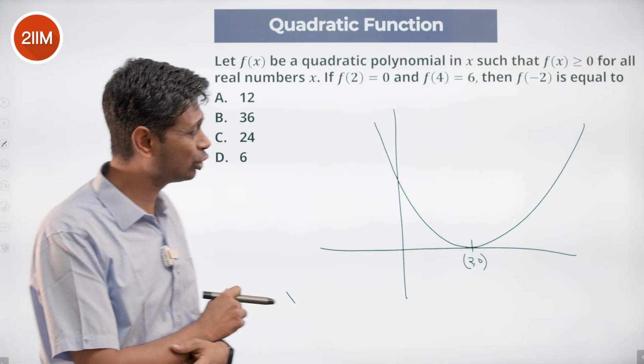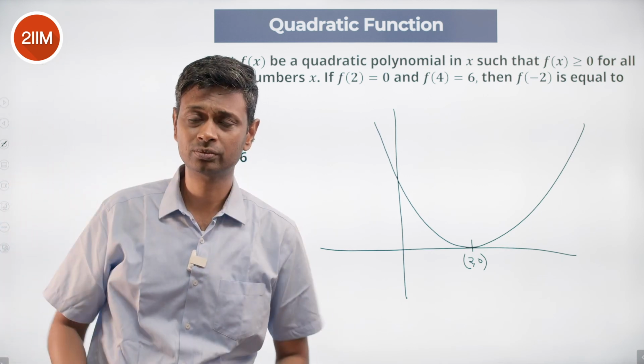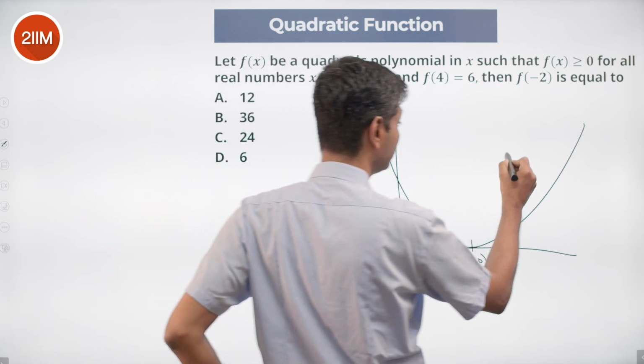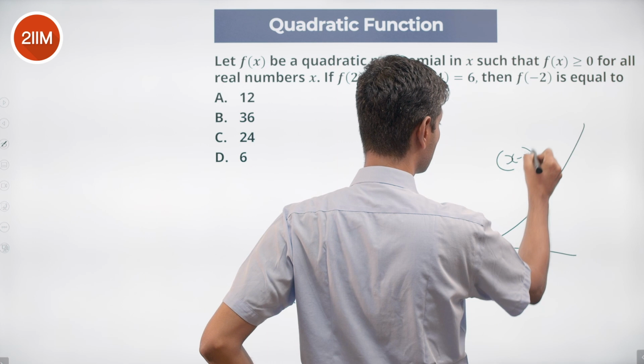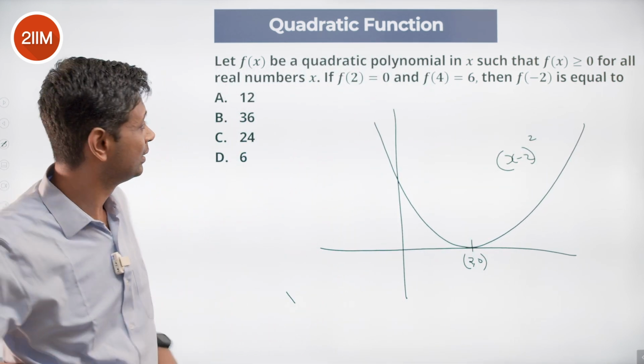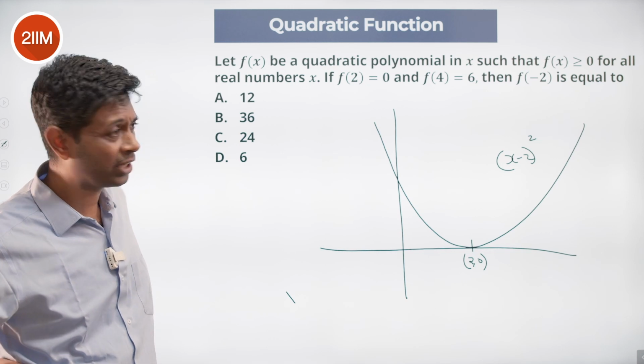Or this has two roots, both at 2. This touches at 2. Or this is of the form x minus 2 whole square. It's a curve x minus 2 whole square. Now, f of 4 is 6. I thought it was x minus 2 whole square.